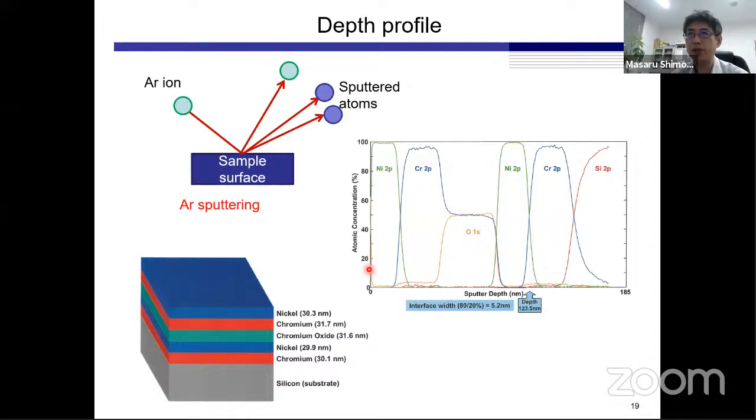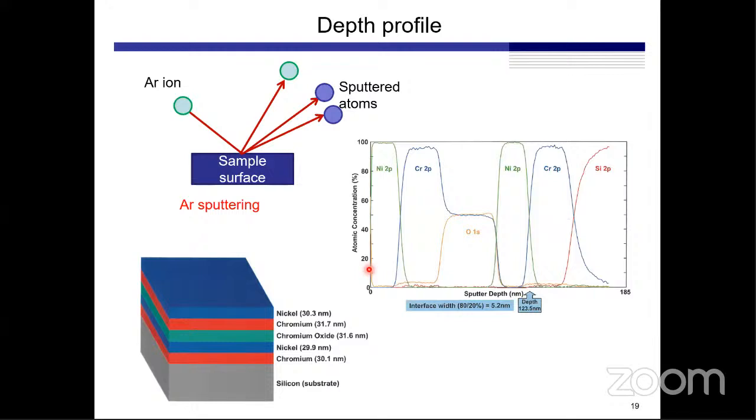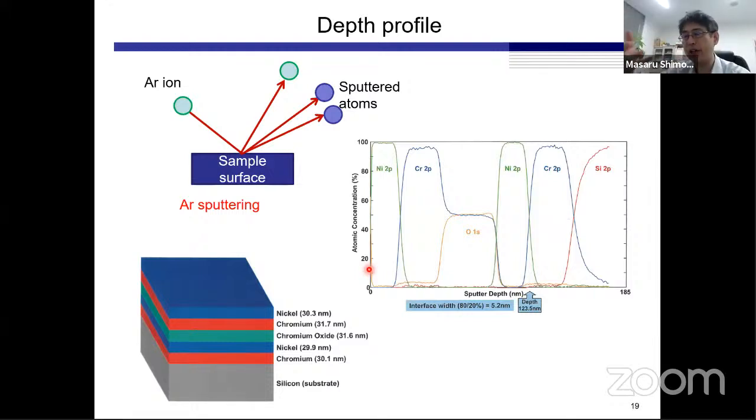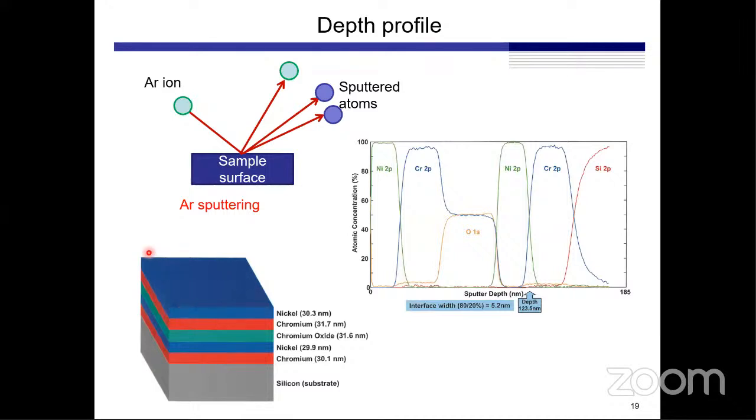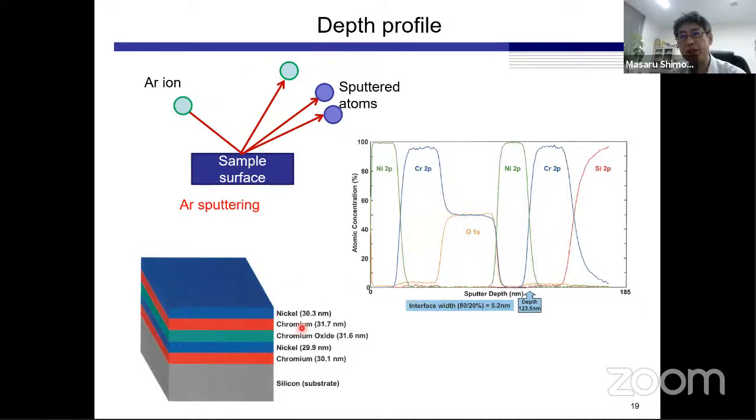So argon ion sputtering is not tunneling, it is just breaking the sample. By the irradiation of argon ions, the surface atoms of the sample are removed and go away. For example, in the case here, the first nickel is observed, but during the argon sputtering, all the nickel film is removed. Then the chromium is exposed to the surface, and since the surface sensitivity of XPS is very high, only the chromium information can be detected.